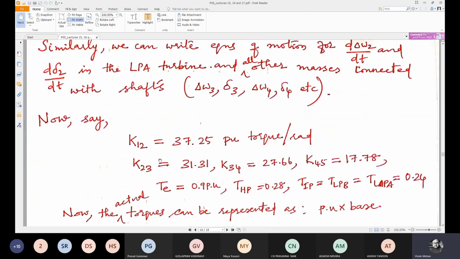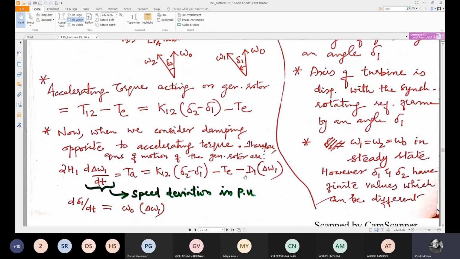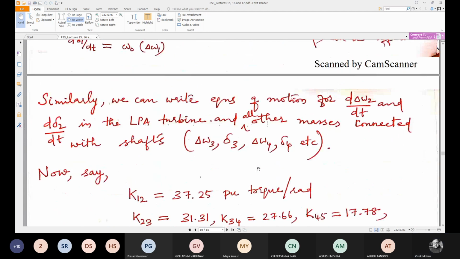Now, say we are given some values. The stiffness constant of the shaft between masses 1 and 2, K12, is given as 37.25 per unit, and K23 is given. The electrical torque is given as 0.9 per unit, which is developed by the generator. Then the torque of the high pressure turbine, THP. See, HP, high pressure turbine, intermediate pressure, low pressure B, low pressure A, and generator. So this is the whole system of a steam turbine generator based power plant.